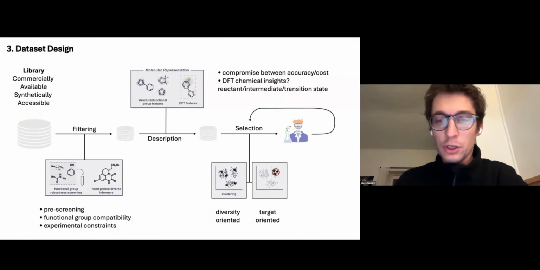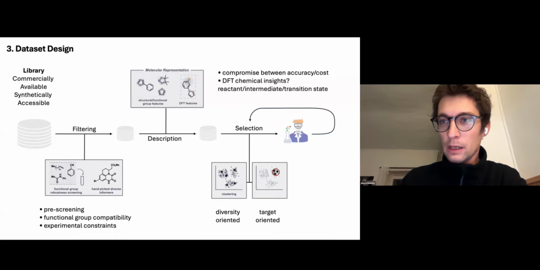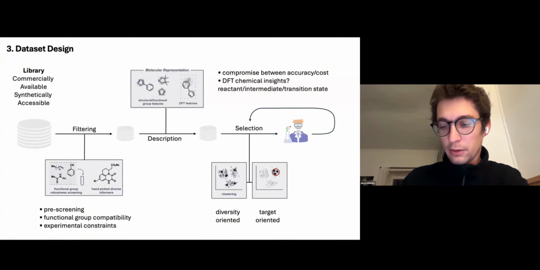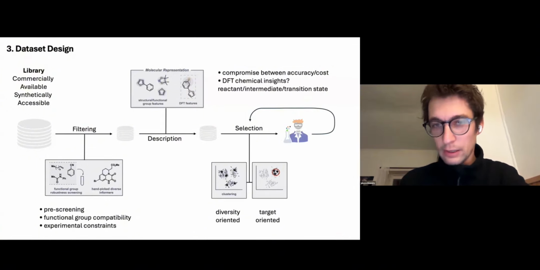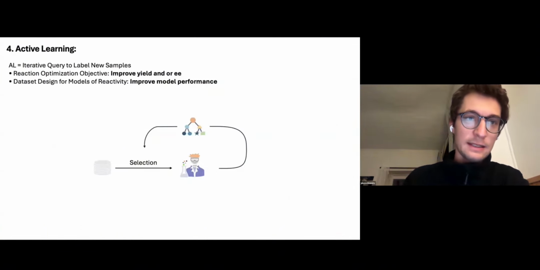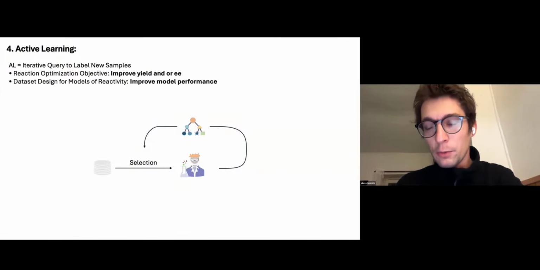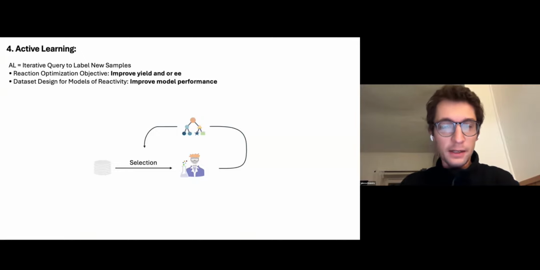And then usually, what I'm going to show here, I think a good way of thinking about reaction dataset design is to have an iterative design. So when you perform new experiments, then you can inform selections to iterate. This iteration process is really called active learning. I think active learning is a pretty wide term that is not always very well defined. I think a general definition is an iterative query to label new samples.